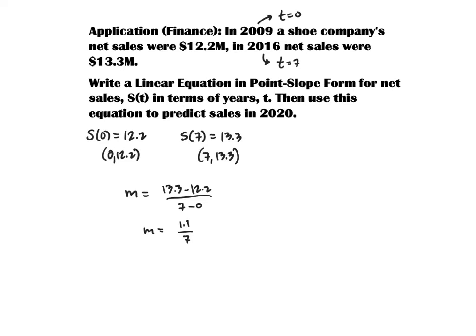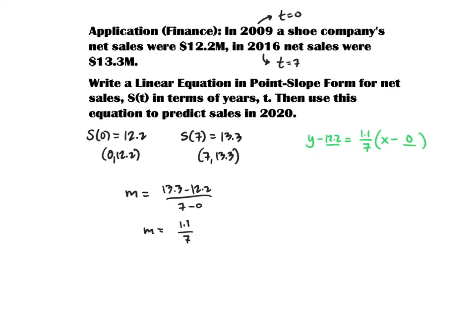So y, and I'll change this to s in a moment, but y minus y1, I'm going to fill that in a second, will equal slope, which is 1.1 over 7, x minus x1. Now I have a choice here. I can either use 0, 12.2, or 7, 13.3. I'm going to choose to use 0 for my x and 12.2 for my y value.